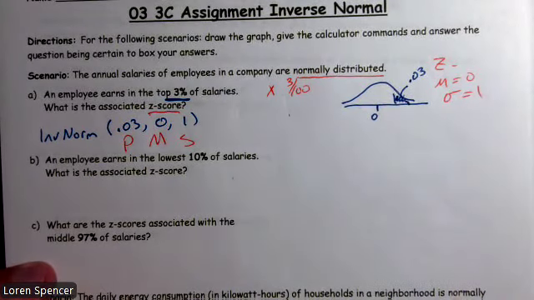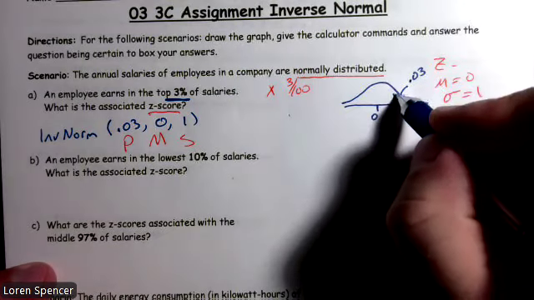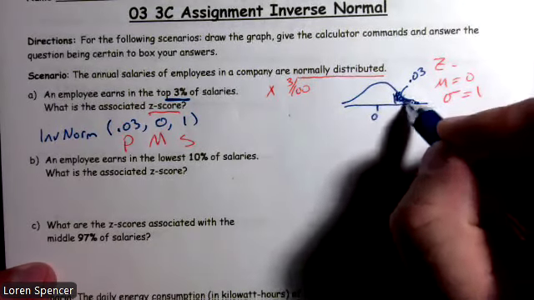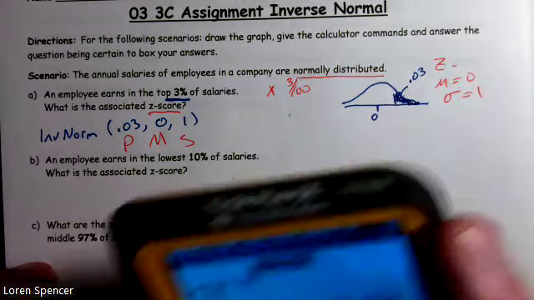Now, I need to look at this carefully because when I look at this, I shaded from the right-hand side. So I need to make sure that on my calculator, I actually choose right-hand side. And there it is, 1.8807.